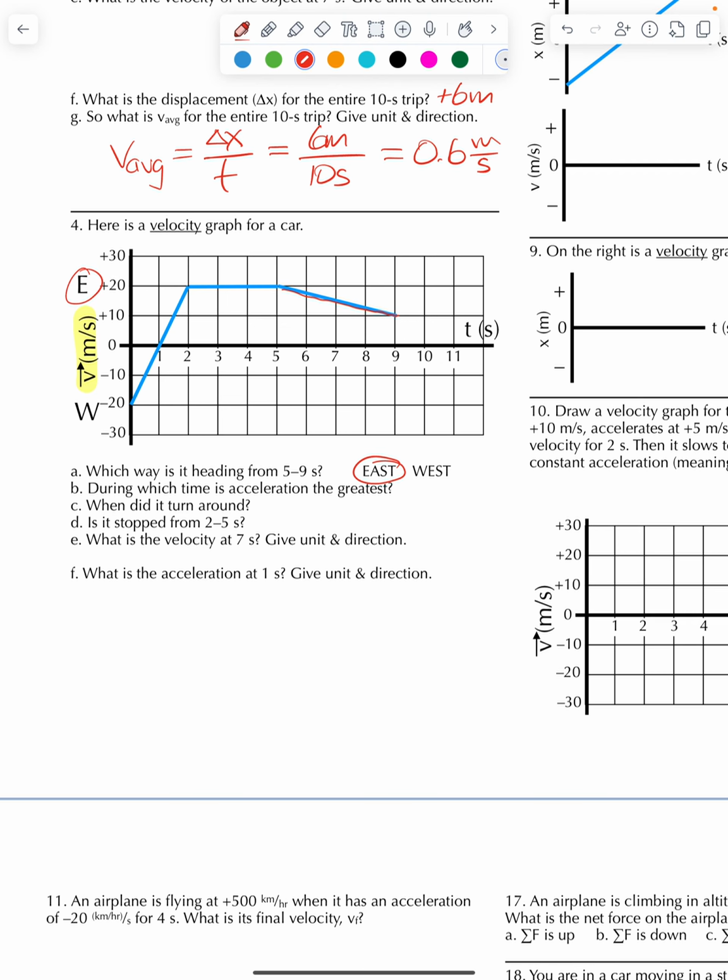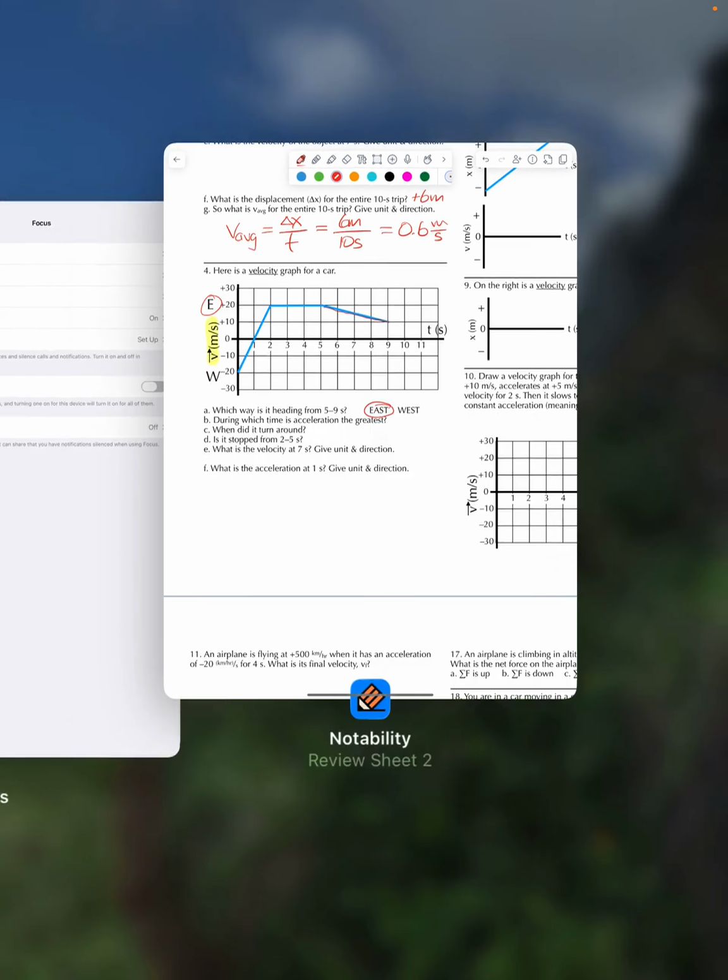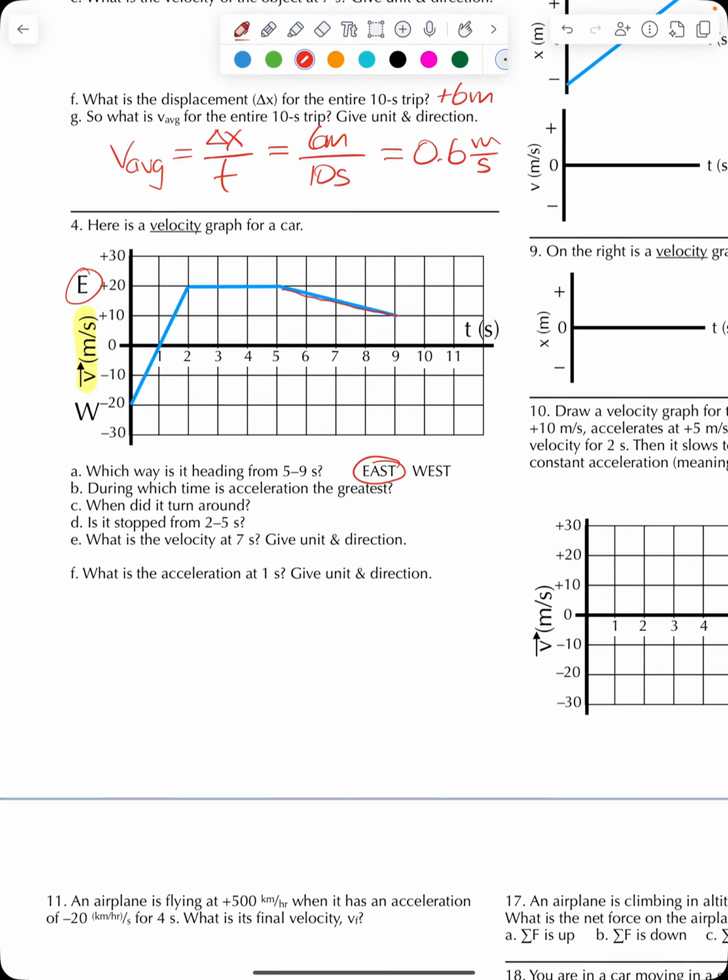So we're heading east. During which time is the acceleration the greatest? So as I just said, the slope of a velocity graph gives you the acceleration. So what it's actually asking you, kind of in code, is where is this slope the greatest? Well, isn't that from 0 to 2 seconds?